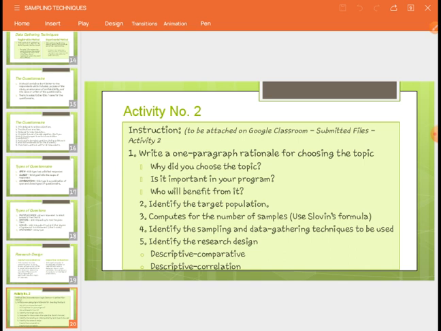First, write one paragraph, rationale, for choosing the topic. Why did you choose the topic? It is important in your program. Who will benefit from it? Identify the target population. Compute the number of samples using Slovin's formula. Okay? And then identify the sampling and data gathering techniques to be used. Nandiyan naman sa slides natin kung anong klaseng sample or data gathering techniques yung gagamitin mo. And number 5 is identify the research design, pwedeng comparative or correlation.